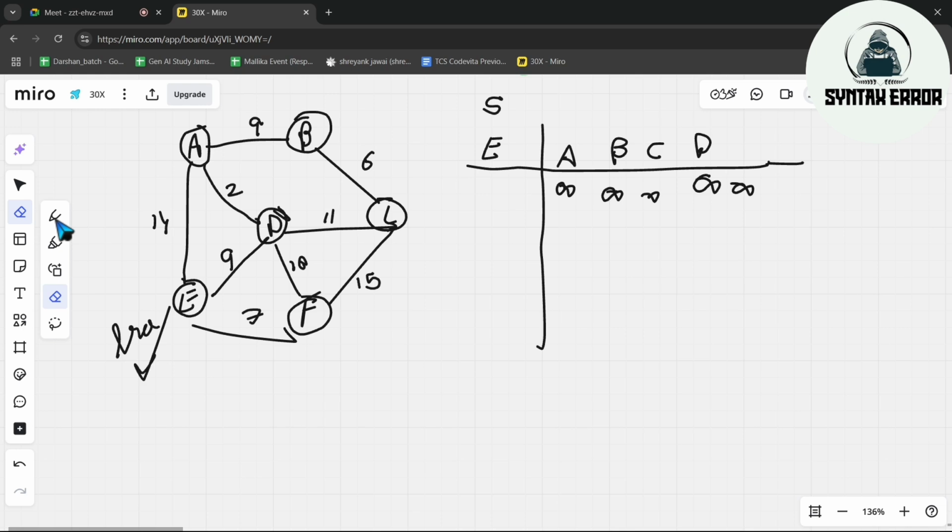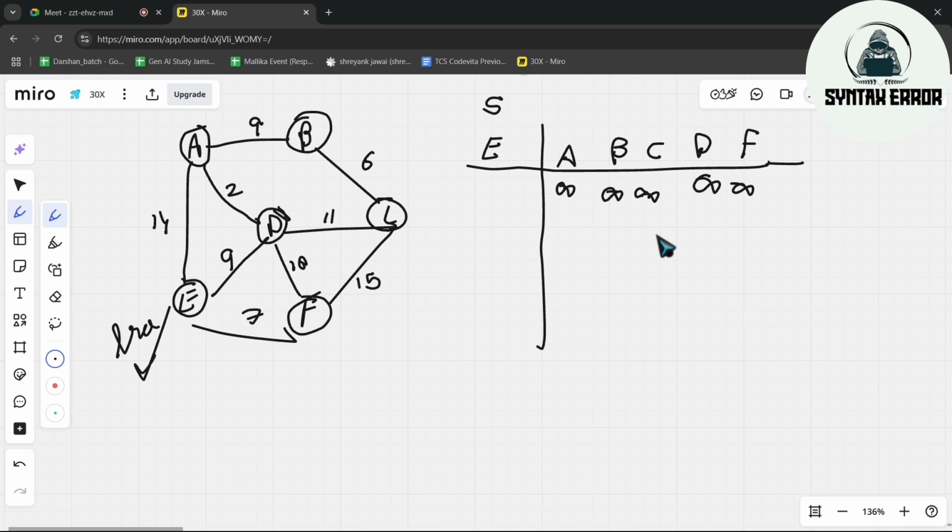We can directly write the distance of E as 0, right? We don't have to find it using some algorithms. You can directly write it, the distance of E as 0. So now what we have to do, we have to check first. Let's check this one, E and F. Okay, so first let's go with this itself.